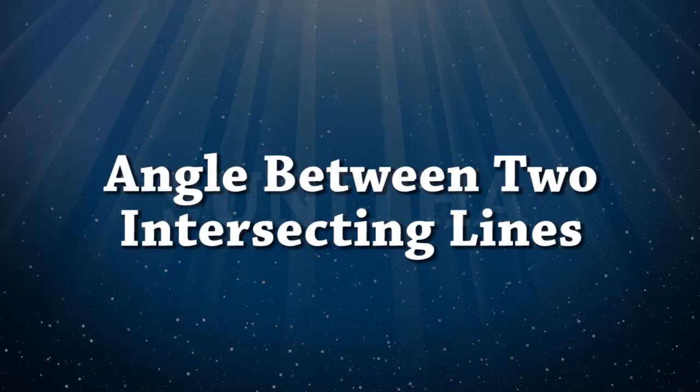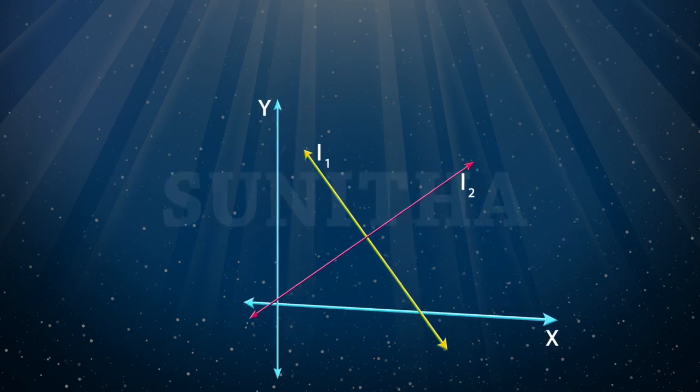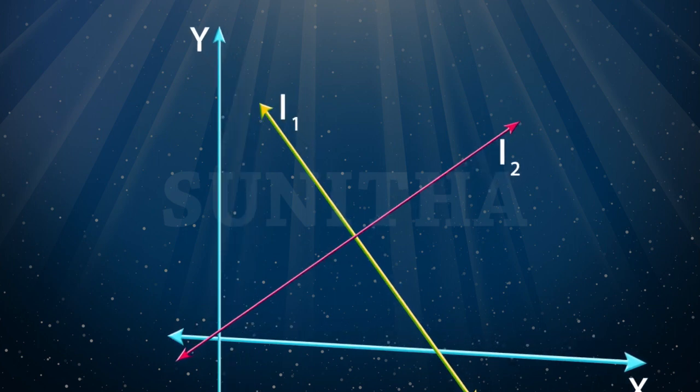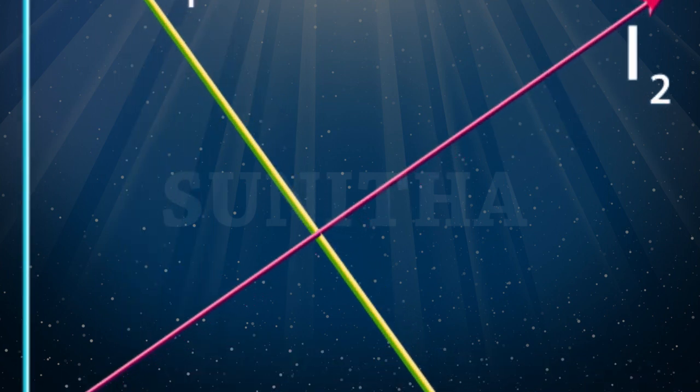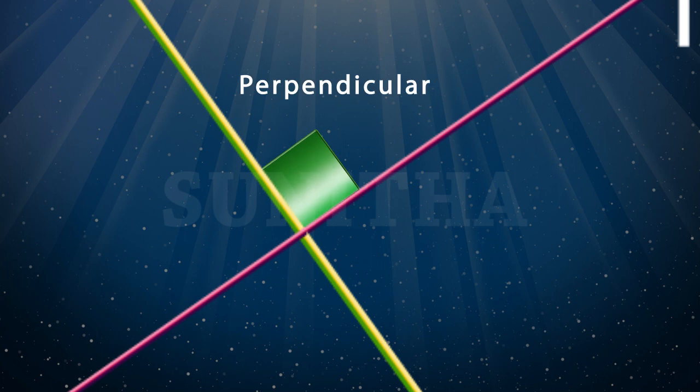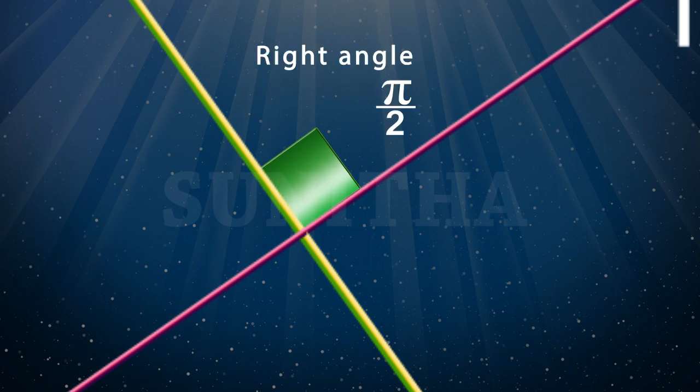Angle between two intersecting lines. Suppose L1 and L2 are two intersecting lines. If L1 is perpendicular to L2, then the angle between them is a right angle, and its measure is pi upon 2.